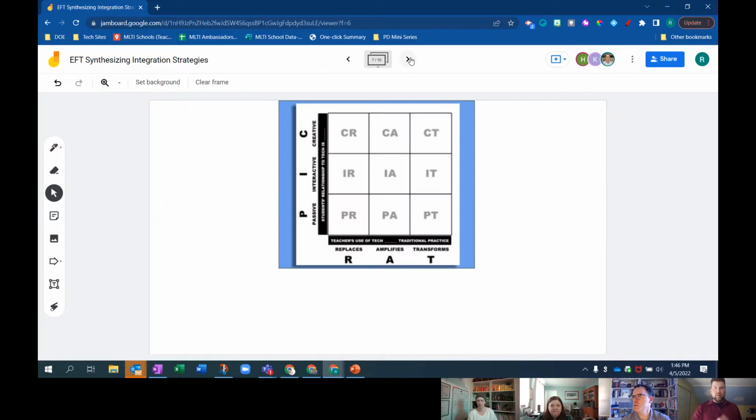Moving right along now. So this PICRAT model, they originally had it as just the RAT. It replaces, amplifies, and transforms. I think that was supposed to be kind of similar to the SAMR piece. But Royce Kimmons and others at Brigham Young University incorporated this PIC part of it, kind of talking about how the technology is used for the students.